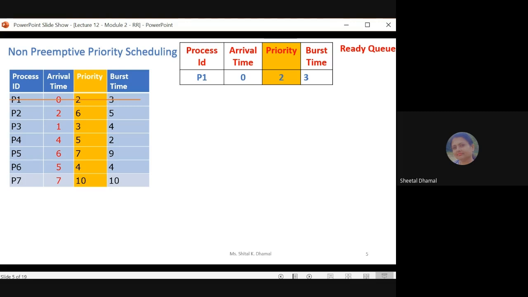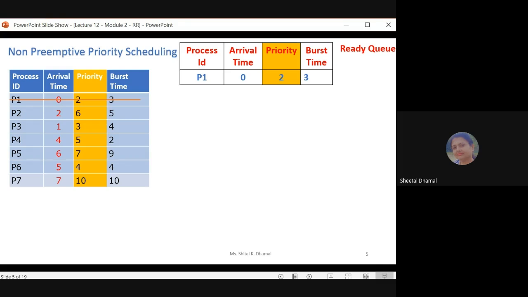These numbers are like this: 1, 2, 3, 4. So you draw this ready queue. In that, I am representing it like this: process ID, arrival time of that process, priority of that process, and burst time of that process.